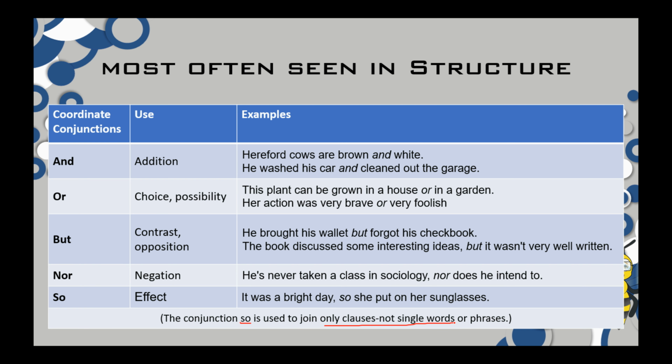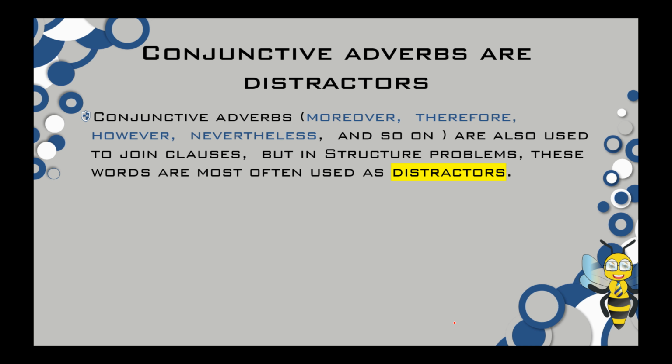Conjunctive adverbs are distractors. So here we're talking about adverbs like moreover, therefore, however, or nevertheless. They are also connecting words, but they are actually adverbs. So when you find these kinds of options on your exam, most probably they are distractors.